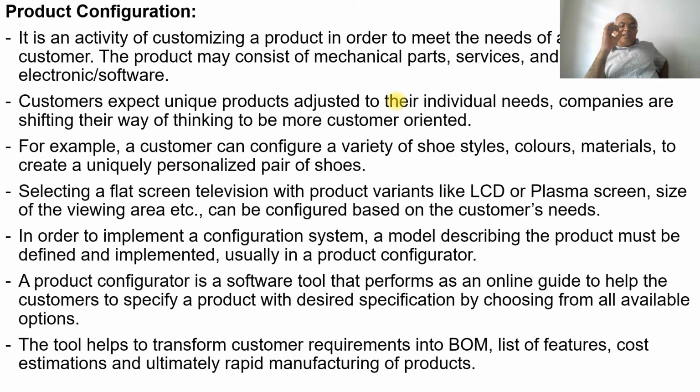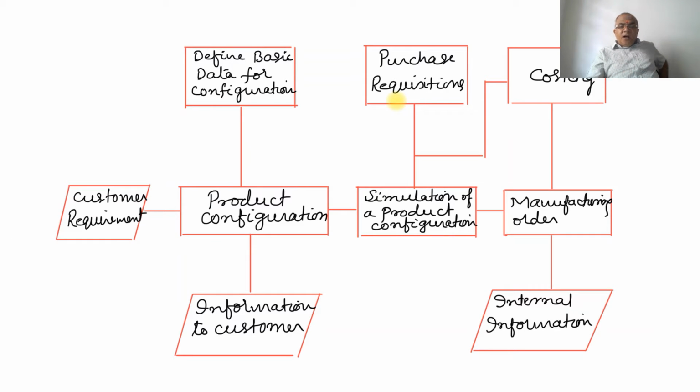The tool helps to transform customer requirements into a bill of materials. That is the tool which is going to be used. It gives a list of features, cost estimations, and ultimately rapid manufacturing of products. Then this is how the block diagram looks. The customer requirement is here, then comes the product configuration. This product configuration has all the information required.